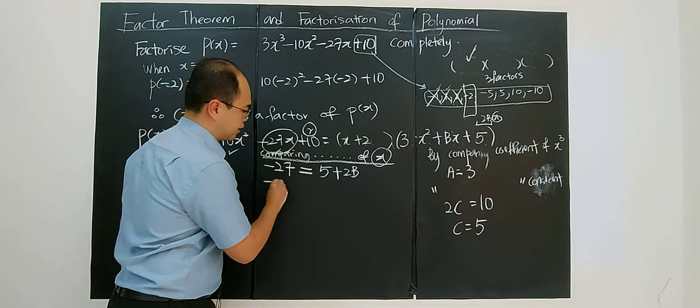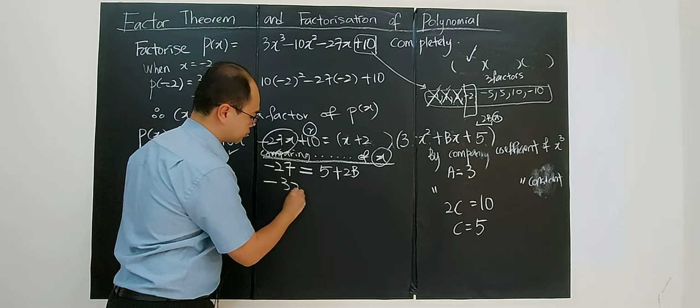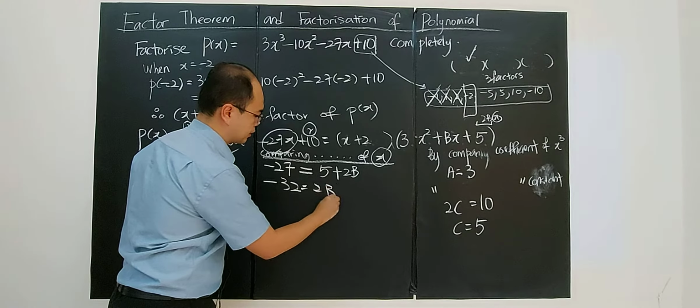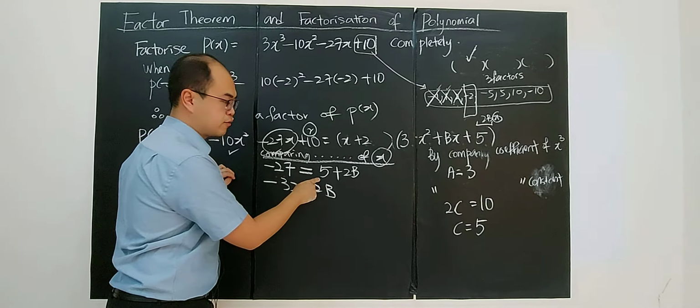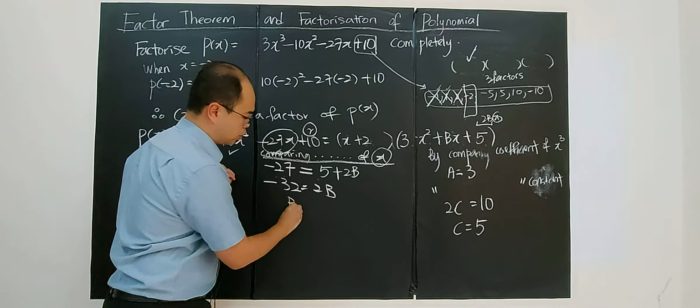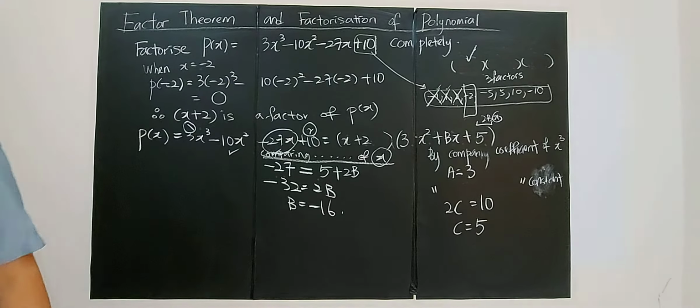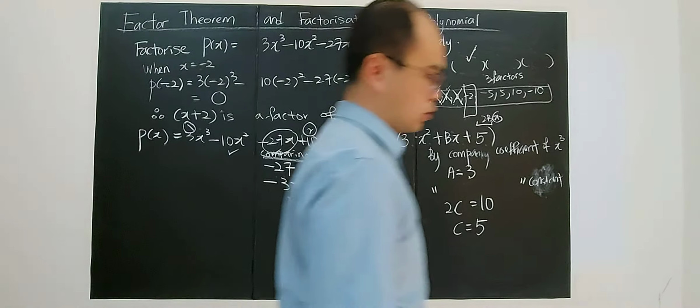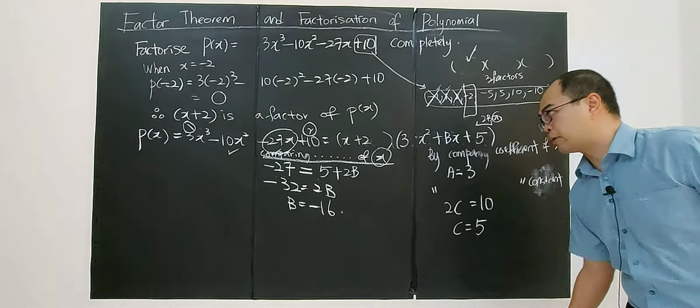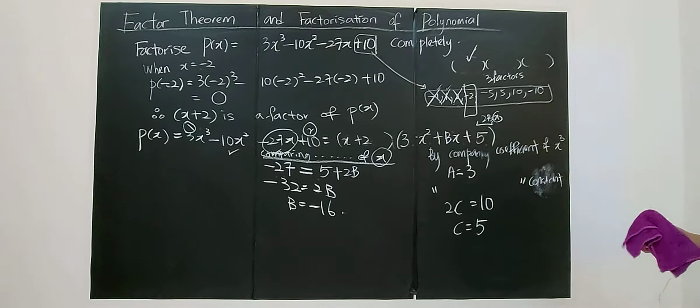Then I have negative 32 equals 2b, right? Negative 27 minus 5, you have negative 32. So your b will be negative 16, right? Your b will be negative 16. Finally, you have to factorize. So okay, you have seen how I solve this by comparing the coefficients.